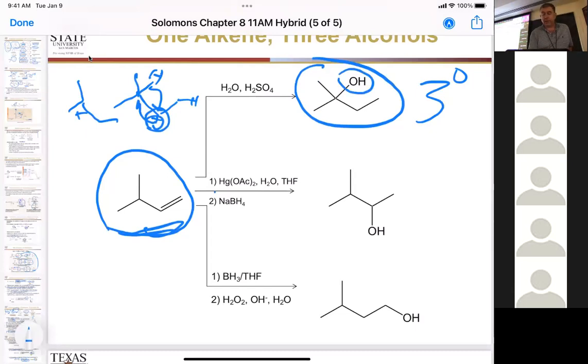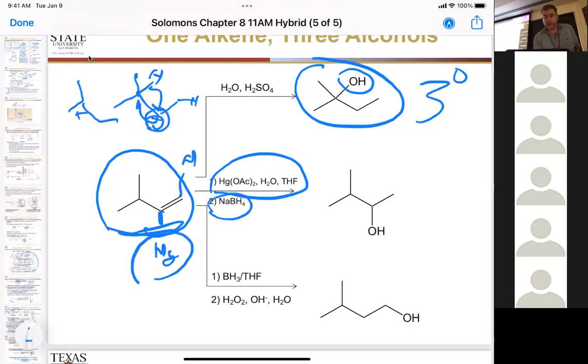Now, in the oxymercurization, demercurization, your mercury is going to add to this side, Hg, and then your hydrogen is going to add to this side. And then you're going to reduce off your mercury, giving you OH here. And then you have your secondary alcohol. It can't rearrange, so it gives us our secondary alcohol.